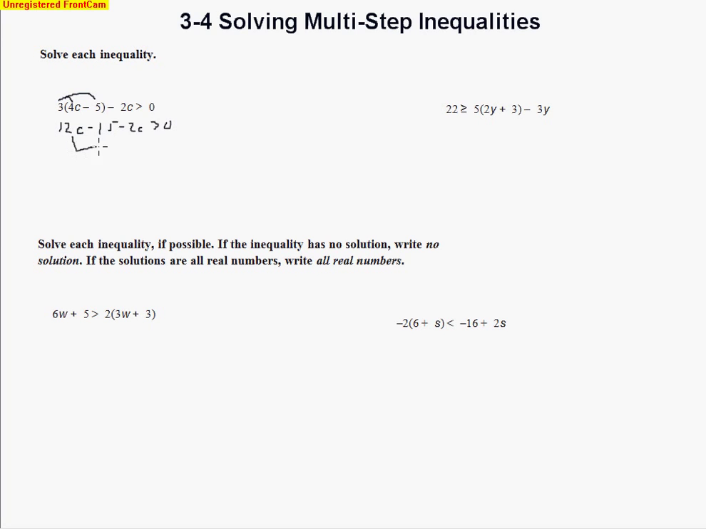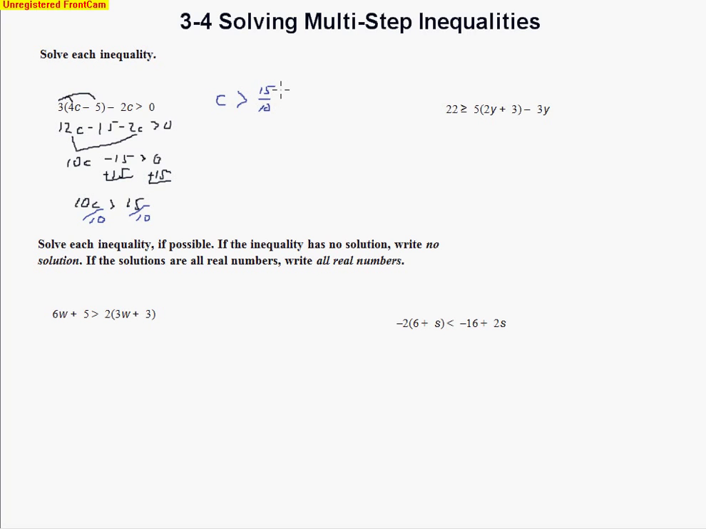So I collect some like terms right here. Looking at the signs in front, that gives me 10c minus 15 is greater than 0. And then I go ahead and add the 15 to all sides. And once I'm done with that, I'm left with 10c is greater than 15. So I go ahead and use the equality property of multiplication, which says I can multiply numbers on both sides. And in this case, I'm multiplying by a tenth. And so I'm left with c is greater than 15 tenths.